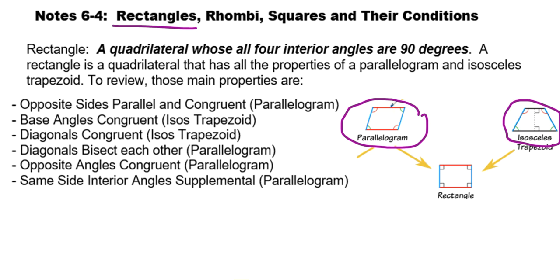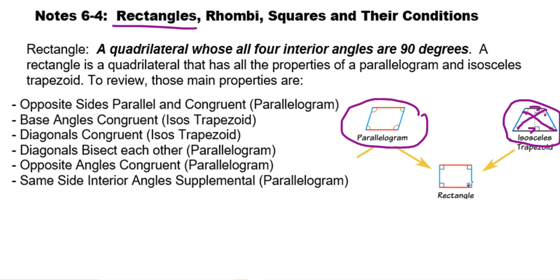So a parallelogram: opposite sides are parallel, opposite angles are congruent, consecutive angles are supplementary, and diagonals bisect each other. In an isosceles trapezoid, we have at least one set of parallel sides. So a classic trapezoid, one set of parallel sides. The base angles are congruent, the ones that are touching the parallel sides. And diagonals are congruent. They're the same length. They don't bisect each other, but they are the same length.